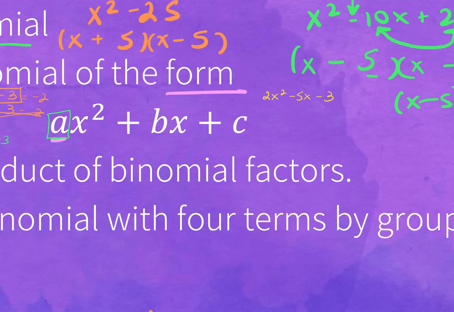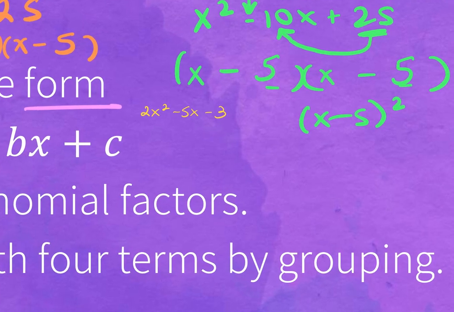So the second way we do this is, I call it first and last, but people call it A times C. It's the same thing. We're going to multiply the A times C, so the first times last, which is 2 times -3, and that's -6. And then we're going to look for the factors of -6 that add to my middle term, which is -5. So I could go 1 and -6, -1 and 6, 2 and -3, -2 and 3. And look for the one that adds up to -5, which is 1 and -6.